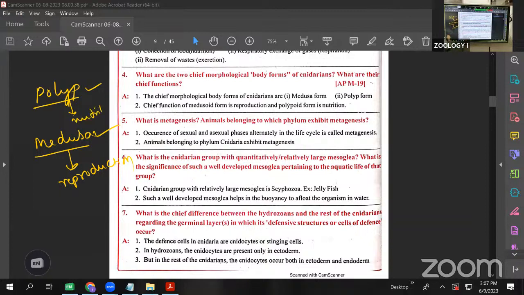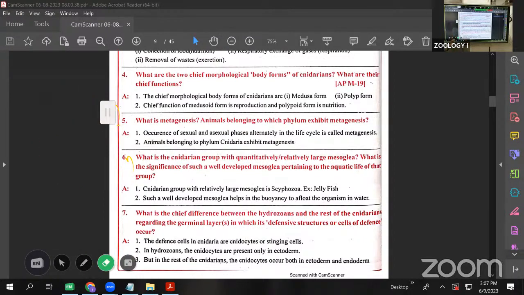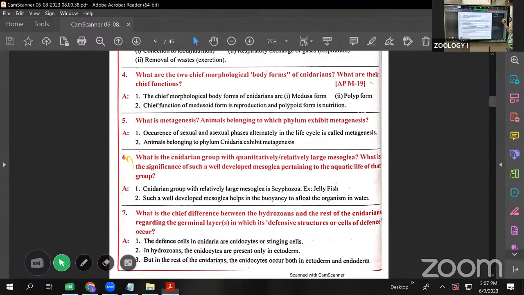What are the chief morphological forms in the cnidarians, and what is their function? The morphological forms are medusa and polyp. The medusa form is for reproduction, and the polypoid form is for nutrition. This is about the two chief morphological forms. We are discussing only the important ones. No need for all; in the VSAQs, I am explaining only the important ones.